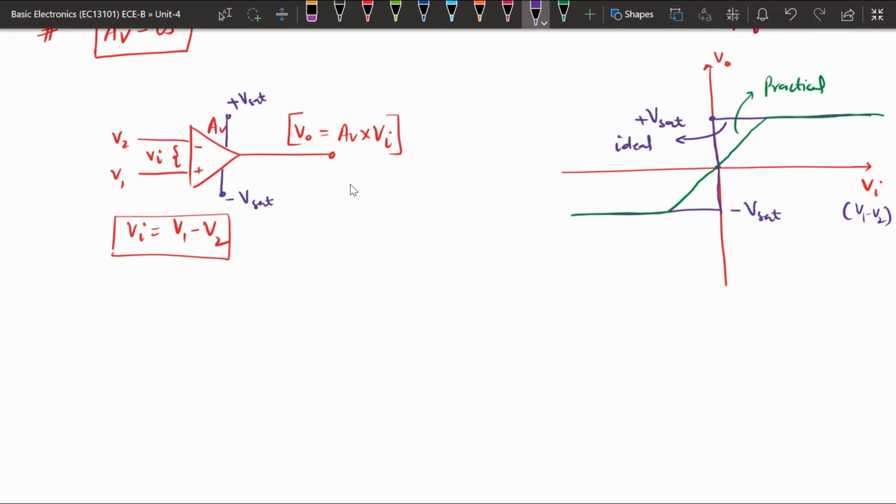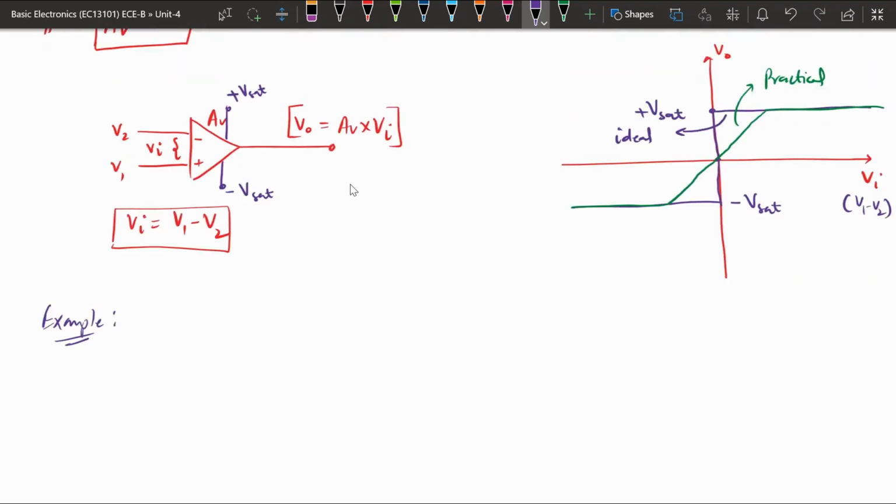Okay, so we will take some examples. Suppose it is an ideal case, and V1 is equal to 2 volt and V2 is equal to 5 volt. If the operational amplifier is an ideal one, then what will be the output? By using this input-output transfer curve, you can identify what the output will be if V1 is 2 volt and V2 is 5 volt. Yes, what will be the output?